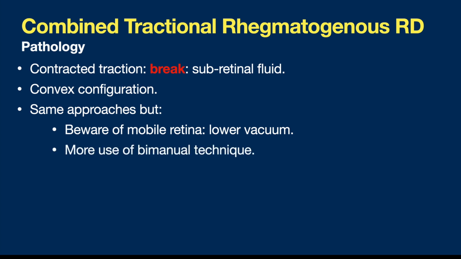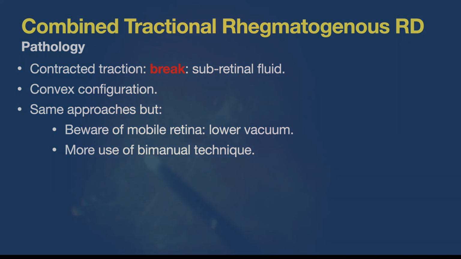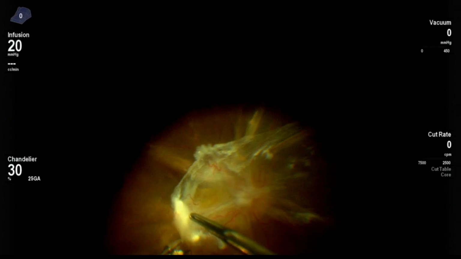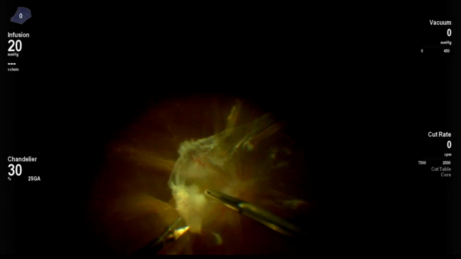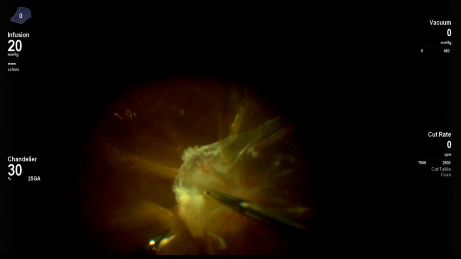Here, the posterior hyaloid is attached in the periphery. I'm using here the tanoscraper to elevate the peripheral posterior hyaloid to find the plane of dissection between the posterior hyaloid and the retina. And this plane is continuous with the plane of dissection between the traction and the retina. And then the bimanual technique is used, using a forceps and a scissors here to cut the epicenters and remove the tractional membrane bit by bit from the retina.